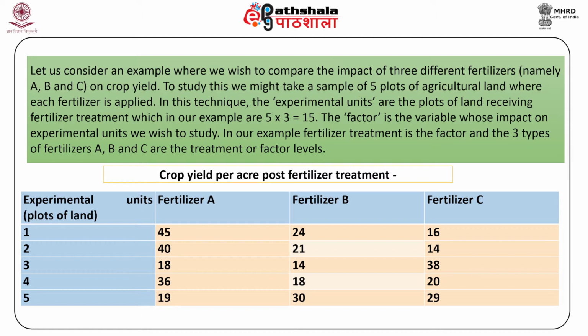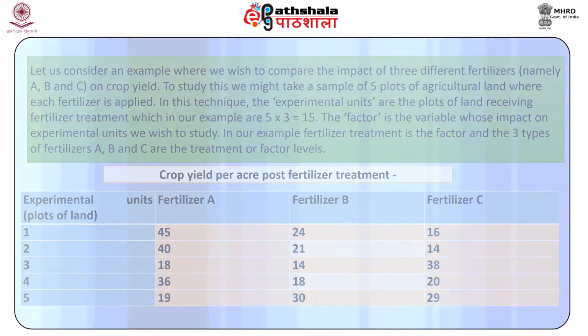So our example 1 is crop yield per acre post fertilizer treatment, and we have different columns. In the first column we have experimental units, which are plots of land 1 to 5. Then we have fertilizer A, fertilizer B and fertilizer C, and the output corresponding to each of these plots of land with the use of these fertilizers is given in these cell values. The ANOVA here consists of a study of variation due to application of different fertilizers A, B and C, and then we divide this variation into assignable causes and chance causes, as we have already explained.